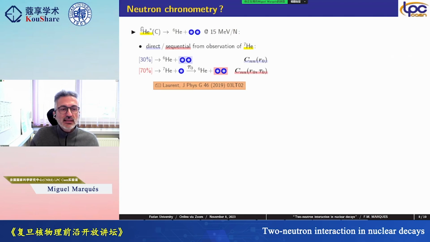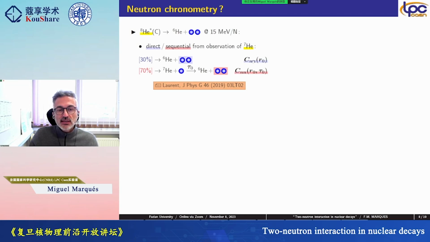So in the helium-8 case, if you use a carbon target, you can break it into helium-6 and 2 neutrons, but you can break it sequentially also. So you can go to helium-6 plus 2 neutrons or to helium-7 plus 1 neutron. And then with the lifetime of helium-7, you will have the same final state, helium-6 plus 2 neutrons, but in the sequential case, the 2 neutrons are not emitted at once. And Lednicky's formalism is a space-time formalism.